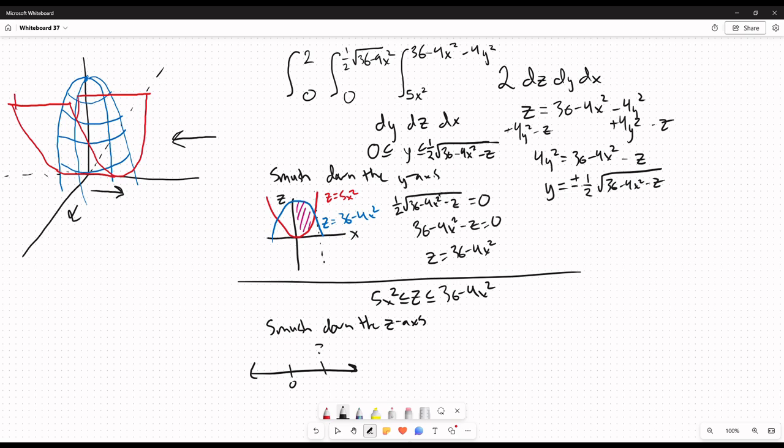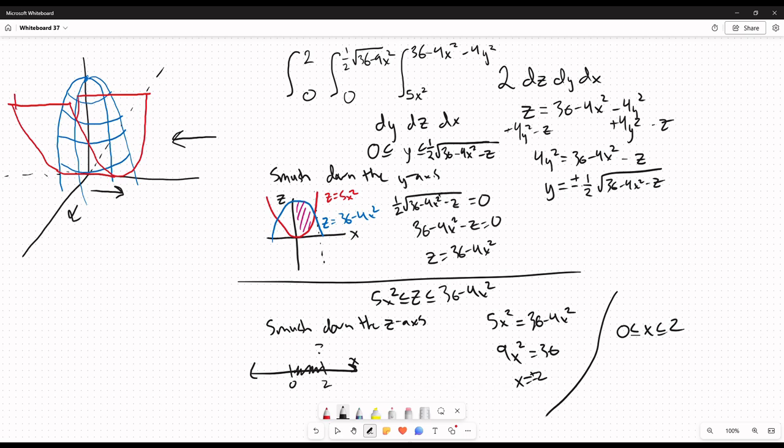It's a mystery. How would I find it? I'd find where these two functions intersect. So we get 5x squared equals 36 minus 4x squared. Add 4x squared to both sides. We get 9x squared equals 36. And hopefully you can see that this eventually gives you that x equals plus or minus 2. Of course, we're only using the positive one. So with all this, we find that x is going to be between 0 and 2.